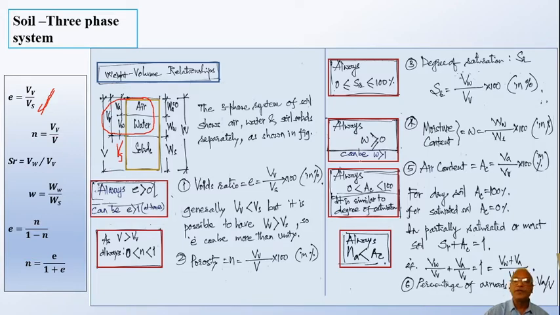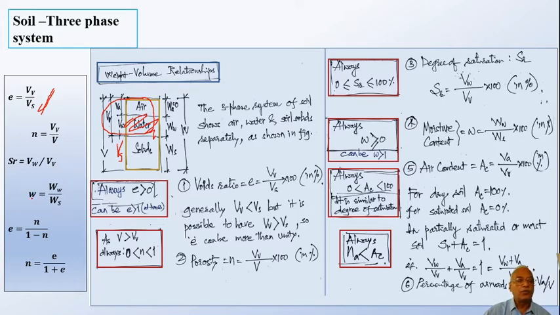Degree of saturation, as defined earlier, is volume of water to volume of voids. So volume of water is this much. Volume of voids is much more, because voids of air are also there in that. So volume of water to volume of voids indicates the percentage of voids which are filled with water. That is known as degree of saturation.